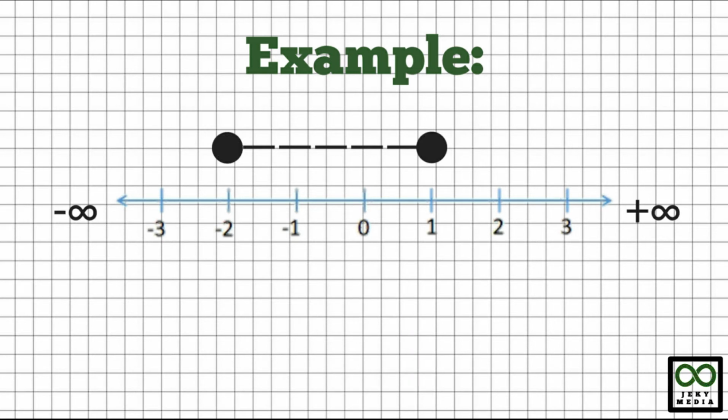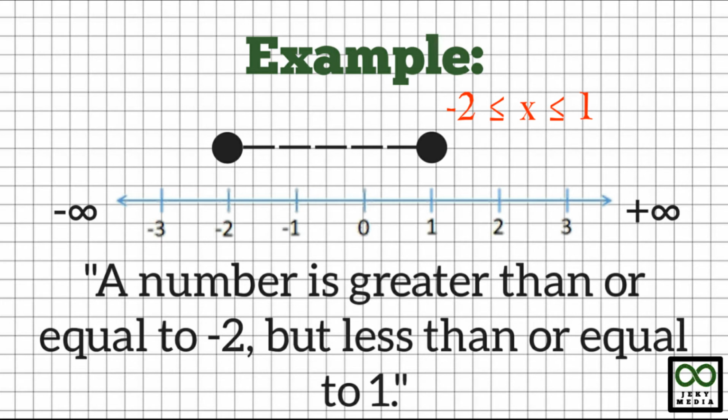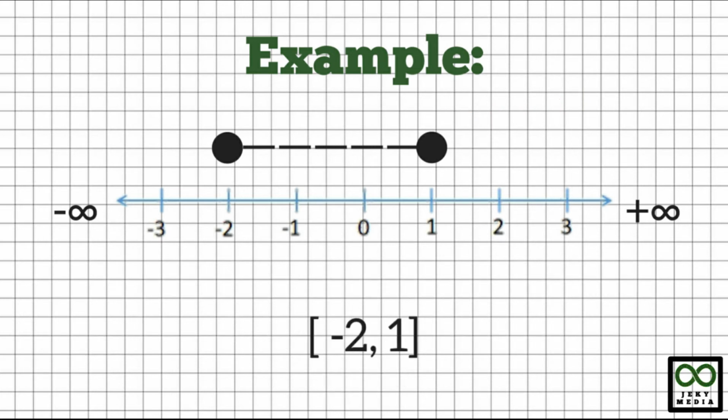Fourth example, we have closed circles at -2 and +1. The inequality is read as: a number is greater than or equal to -2, but less than or equal to +1. By interval notation, this is translated to: open bracket, -2, 1, and closed bracket.